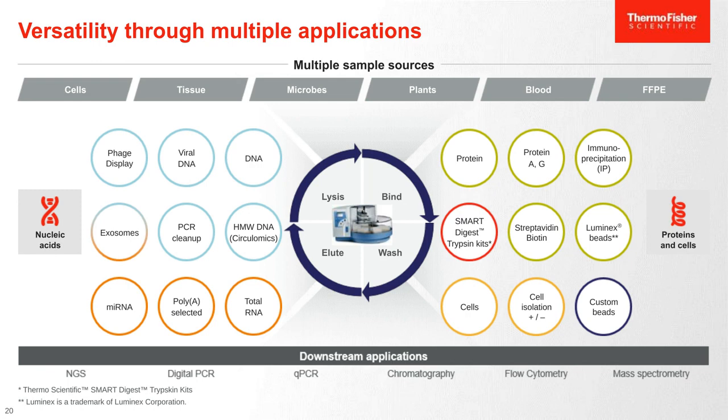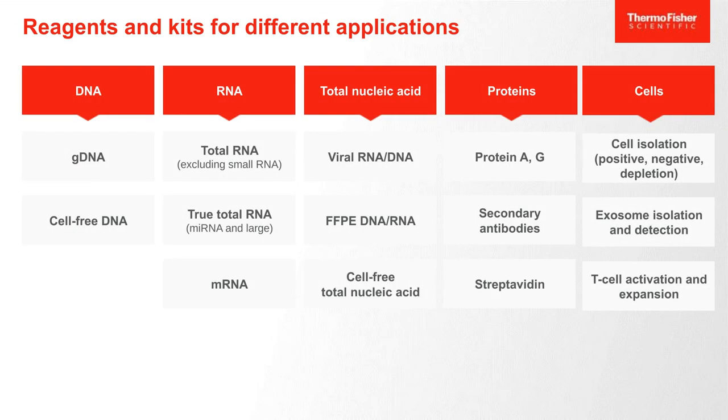So you can see from this slide and the previous one, the system opens up a lot more sample prep than where you started with, and hopefully new things that you can think about doing with your system. This slide just shows you various kits that we have. We have various kits for DNA, RNA, total nucleic acid, proteins, and cells.